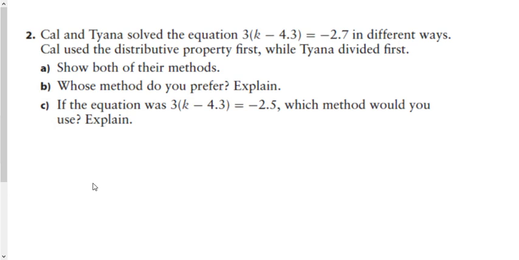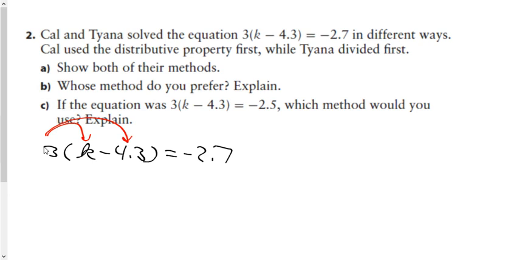Tiana solve the equation three groups of x minus 4.3 equals negative 2.7 in two different ways. Cal used distributive property first, while Tiana divided first. Show both of their methods. So I'm going to first show you if we took this equation and we solved it with distributive property, what we would have to do is multiply both groups by 3 because we don't have one group of x. We actually have three groups of k minus 4.3.